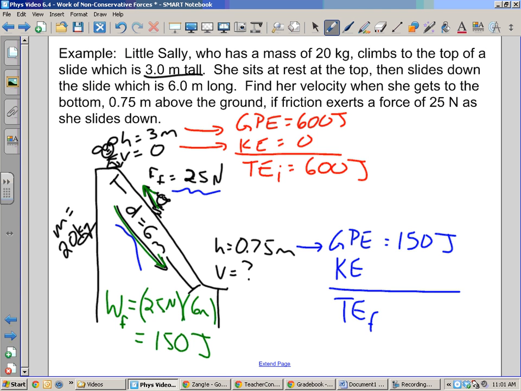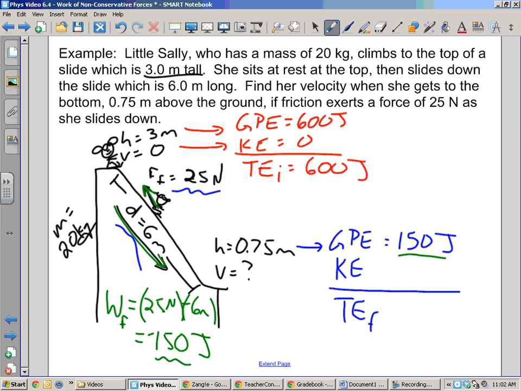Oh, that's frustrating that those both came out to 150. It's just coincidence that this is 150 and GPE is 150. That is a weird coincidence. All right. Now remember, our work is negative because either the force of friction or the distance has to be negative. Again, it doesn't really matter which one, but one of them needs to be negative.